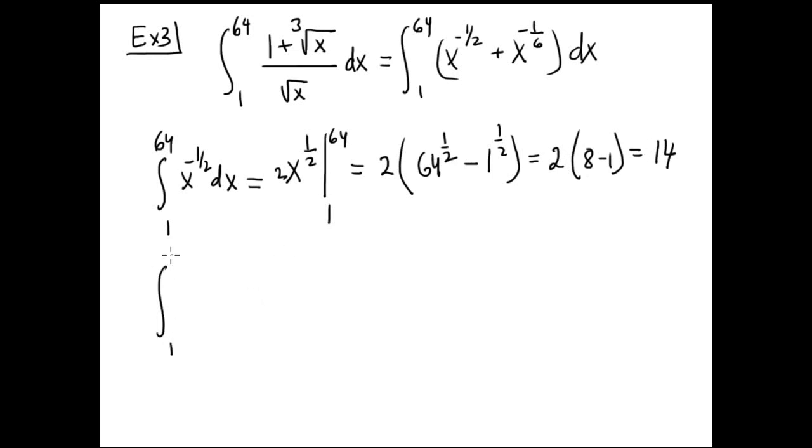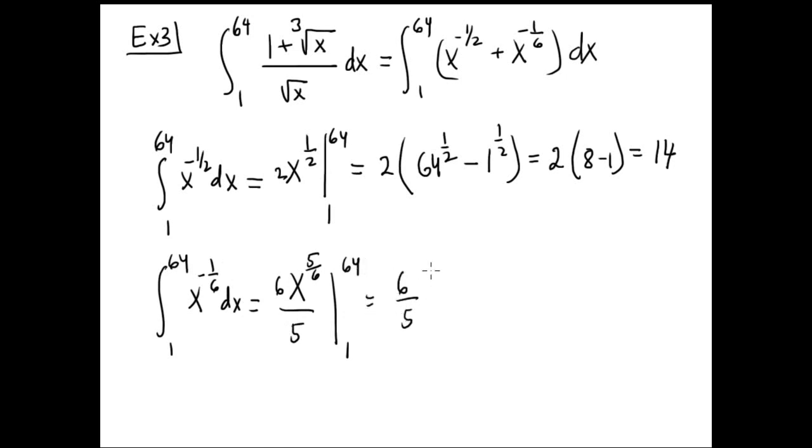Now the integral from 1 to 64 of x to the minus 1 over 6 dx. Okay, this is the power rule again. You add 1. Negative 1 over 6 plus 1 is 5 over 6. Dividing by 5 over 6 is multiplying by the reciprocal, 6 over 5. Evaluating between 1 and 64, 6 over 5 is a common factor. We have 64 raised to the 5 over 6 minus 1 raised to the 5 over 6.